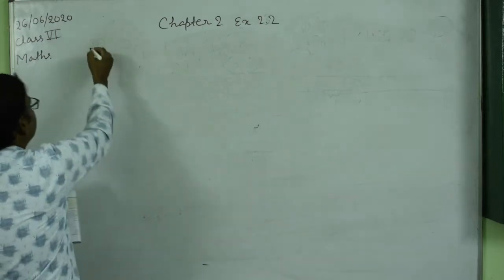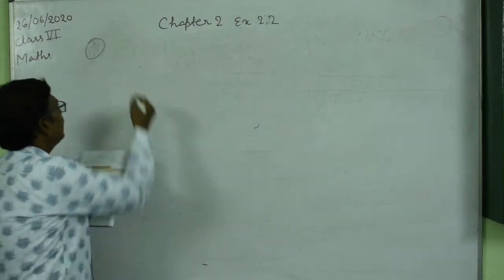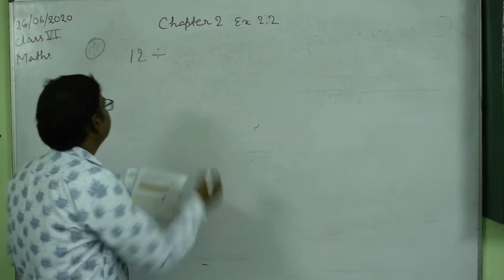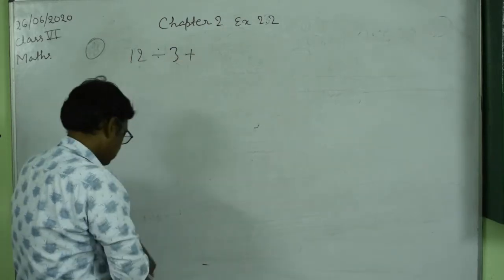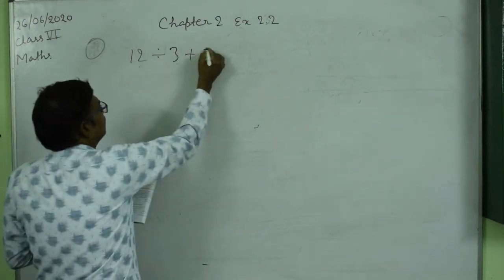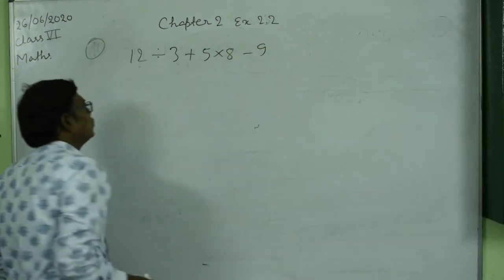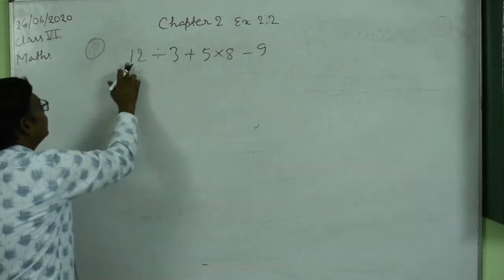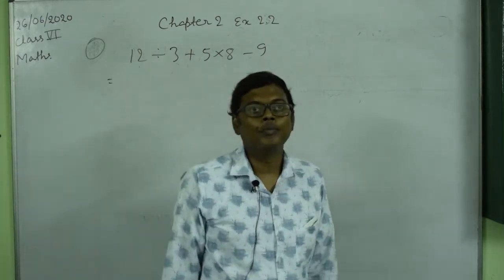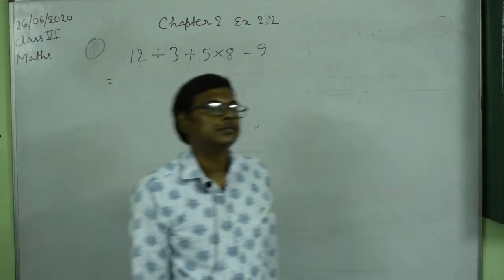Question number 1: 12 divided by 3 plus 5 into 8 minus 9. How will we do it? You will remember that first we do the operation of division, and then multiplication, then addition, and then subtraction.